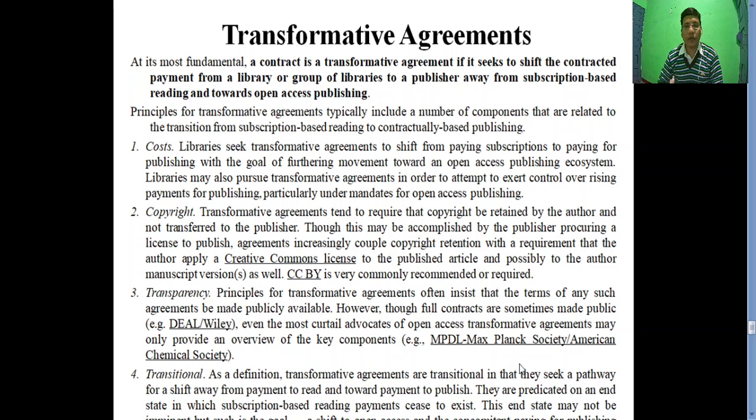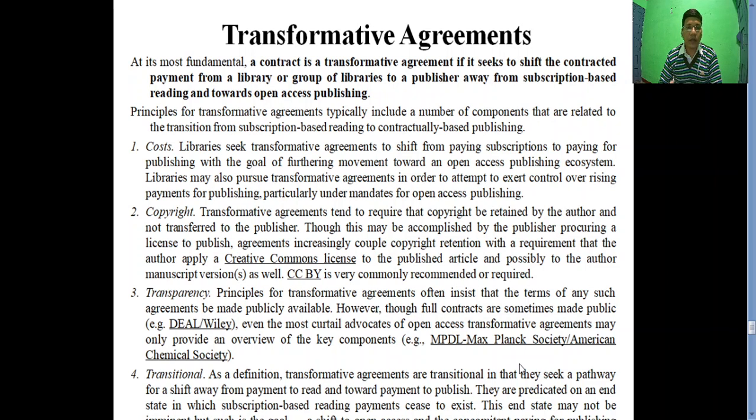So what is a transformative agreement? At its most fundamental, a contract is a transformative agreement if it seeks to shift the contracted payment from a library or group of libraries to a publisher away from subscription-based reading and towards open access publishing.